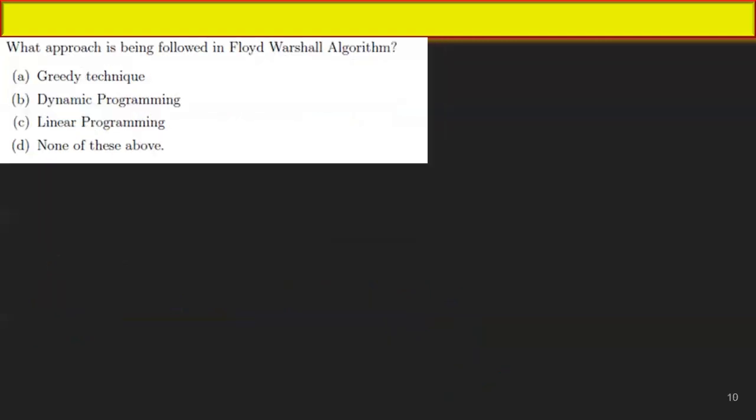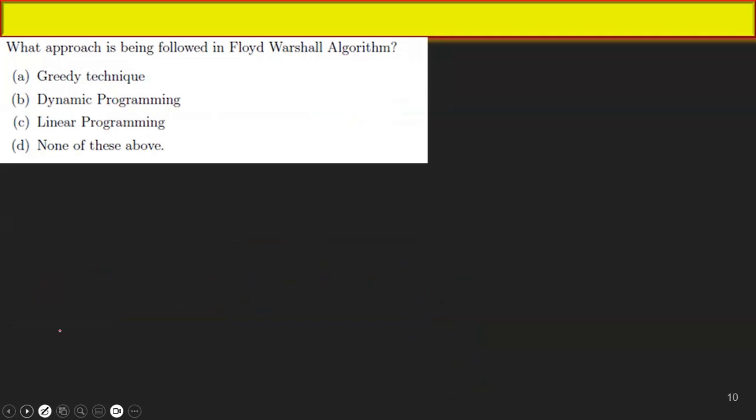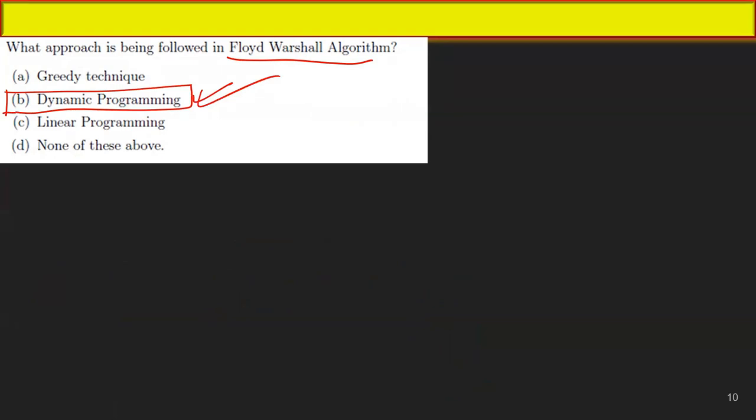Yes. Listen, the last one. Very simple. We kept a question like serving payasam at the end of a feast meal. Right? Floyd Warshall algorithm. What is the answer now? Dynamic programming. Very simple question.